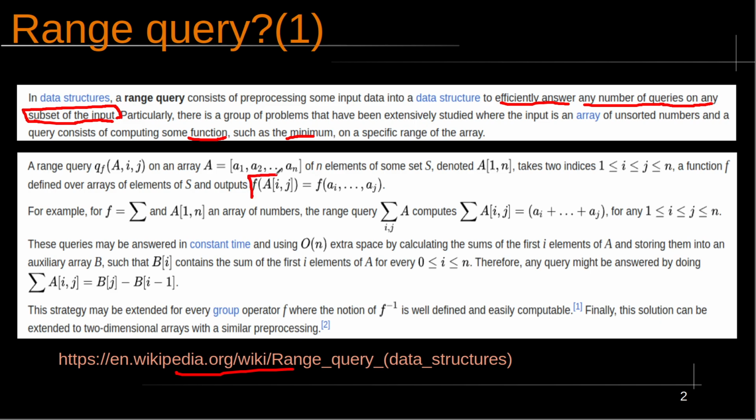Here, this is the mathematical representation of a range query. We want to apply a function f on the input A from position I to position J, which means we're going to apply the same function on the elements of the input from AI, where AI is the element in position I, to AJ, where AJ is the element in position J.